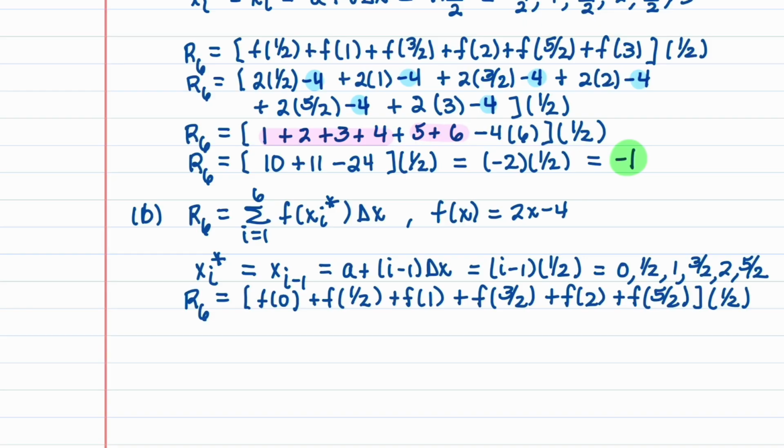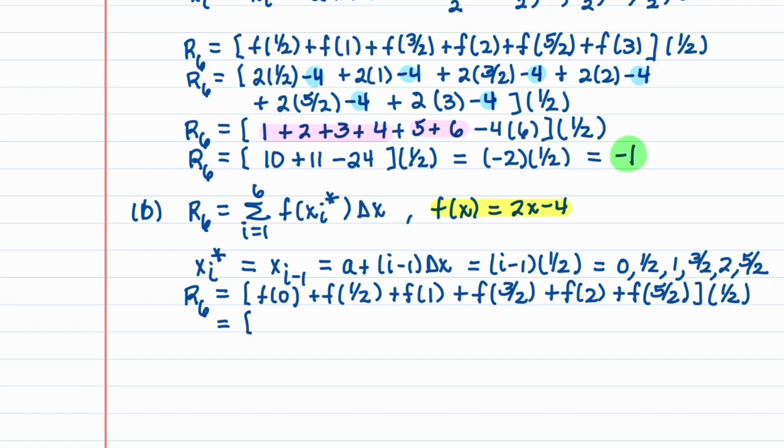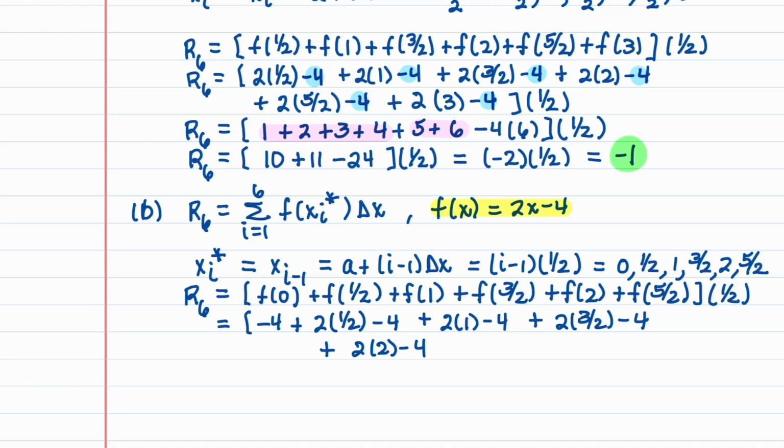Now we're going to substitute in that f of x is 2x minus 4. And we get minus 4 plus 2 times 1/2 minus 4. And then we have 2 times 1 minus 4. And then 2 times 3/2 minus 4. And then we have 2 times 2 minus 4. And then we have 2 times 5/2 minus 4. And we multiply all of this by 1/2.